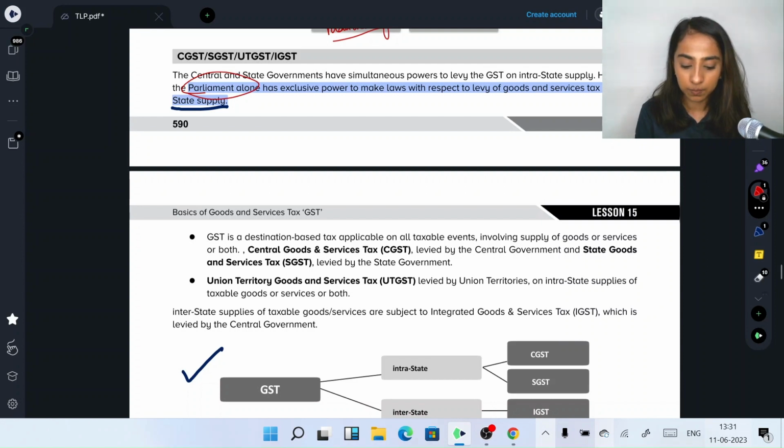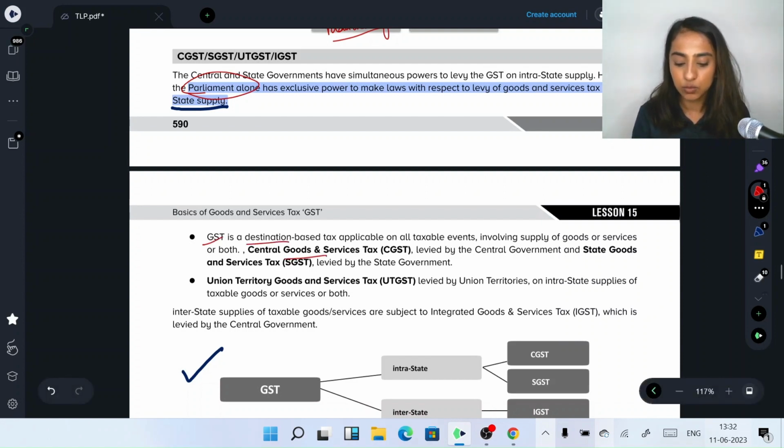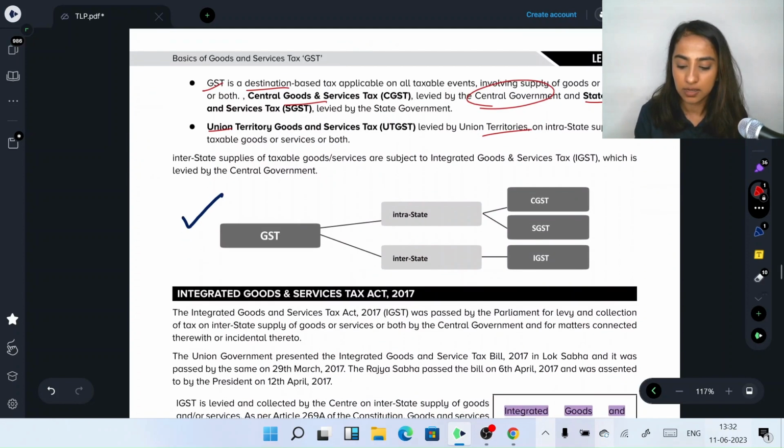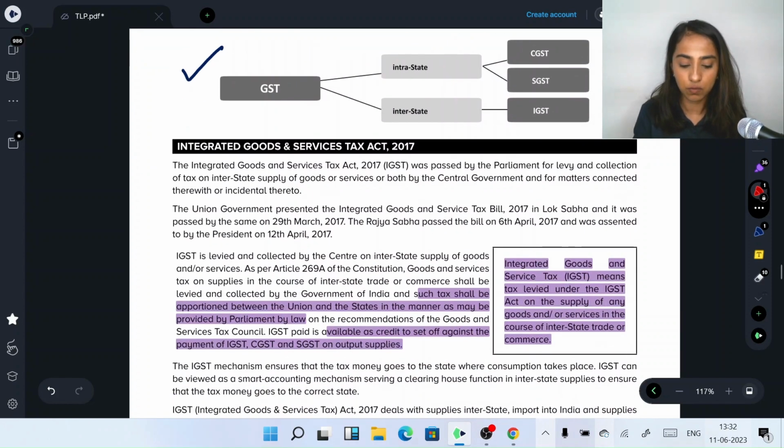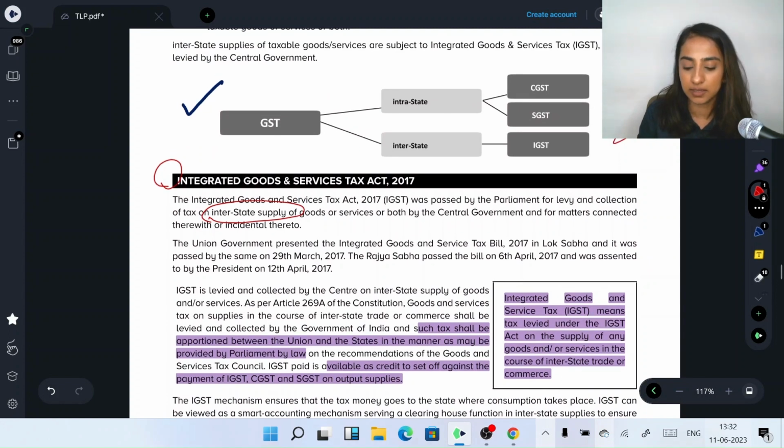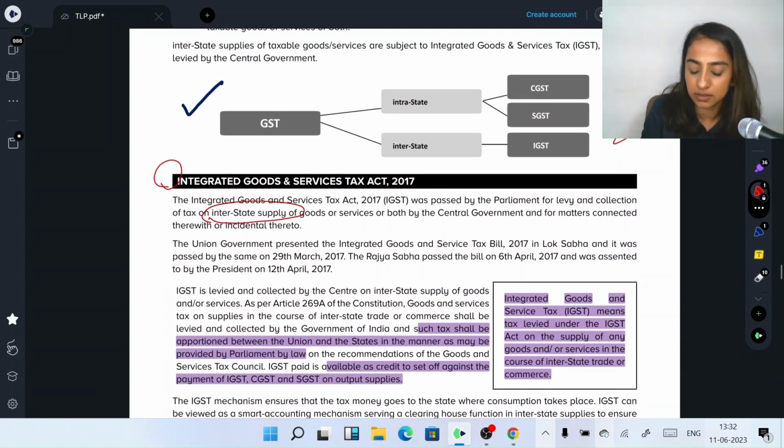Okay, now again they're telling you it is a destination based tax. Who is going to levy what? Obviously central goods and services tax will be levied by the central government, and state tax by the states, and union territory tax by the respective union territories, right? So now what is IGST, guys? IGST is for interstate supply. What is interstate supply?